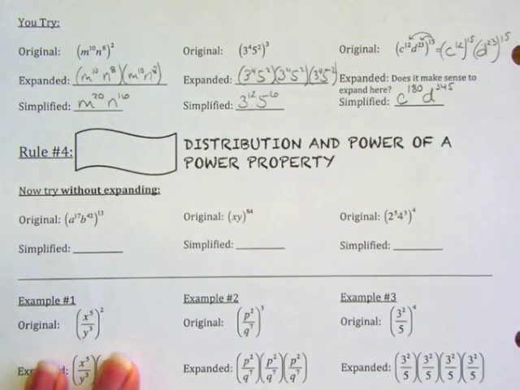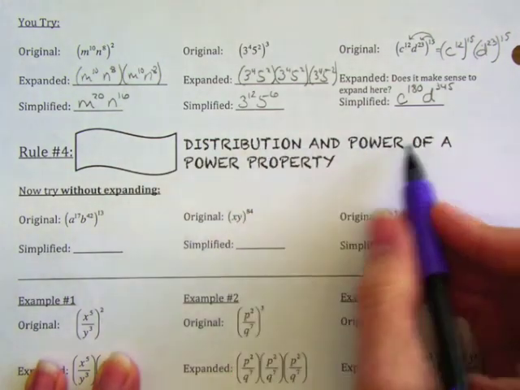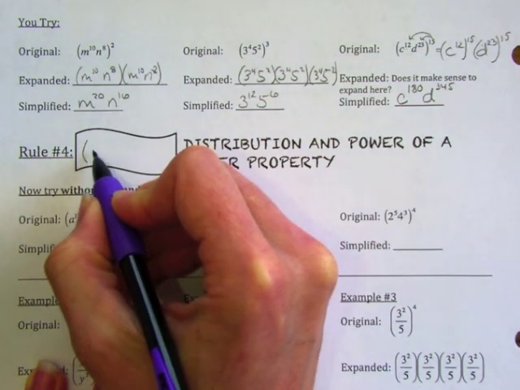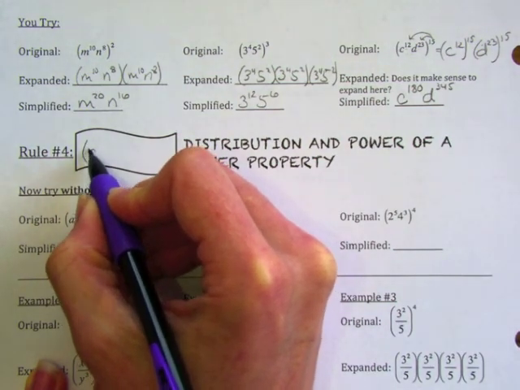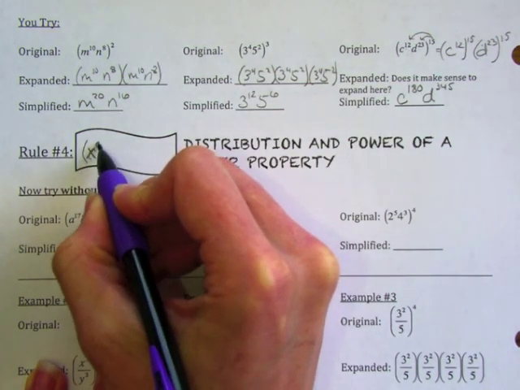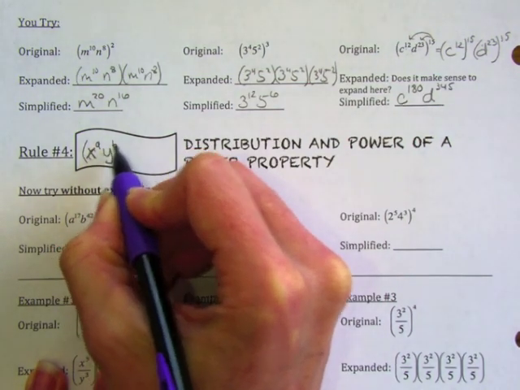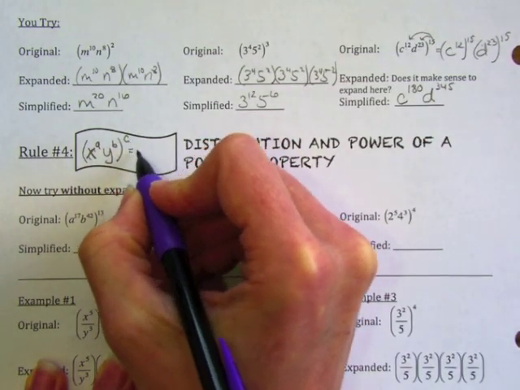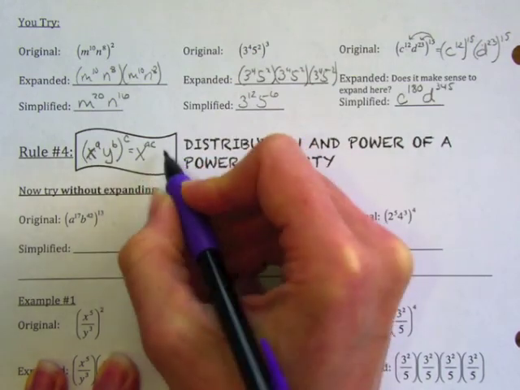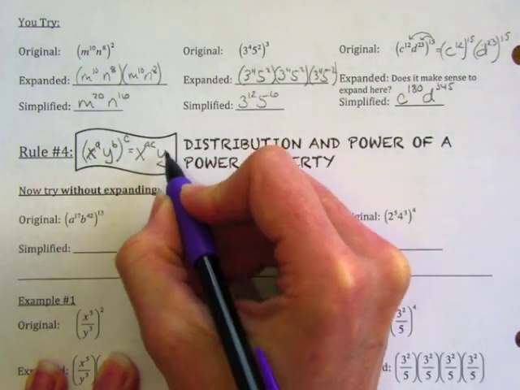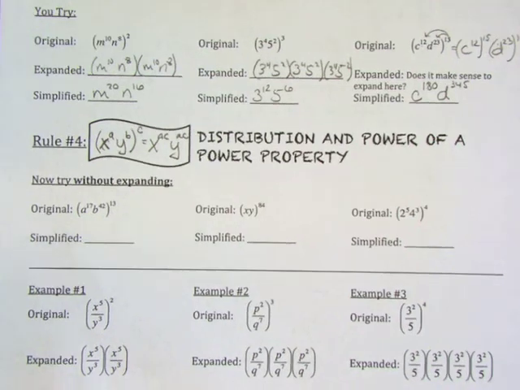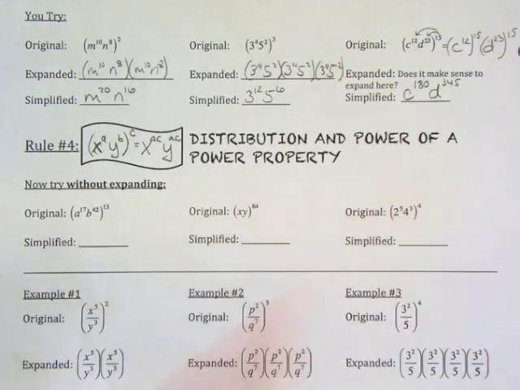Okay, so the general rule with distribution in the power of a power property is that if you have multiple quantities, maybe you have x to the a and y to the b, and I want to raise that to the power c, I get x to the ac, multiplying those exponents, times y to the bc, again multiplying those exponents. Okay, now here's your chance to try working on these next three problems.